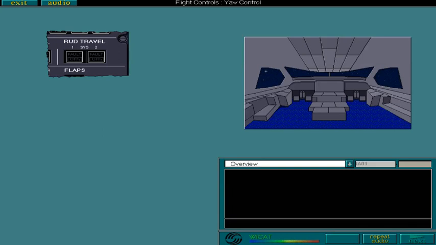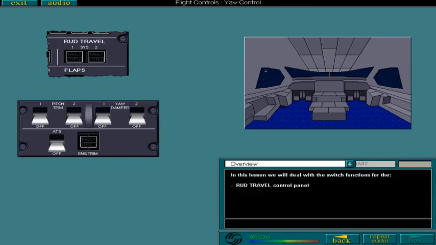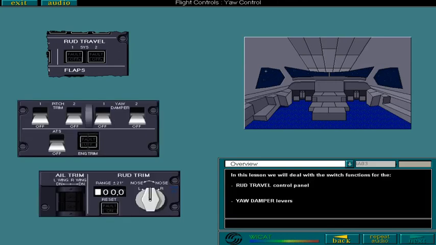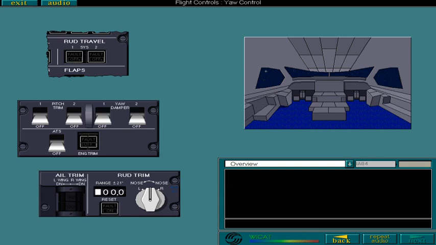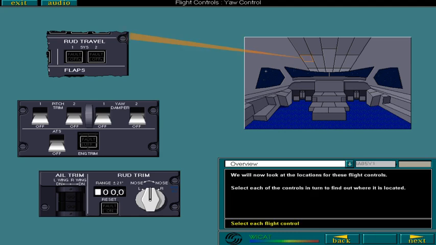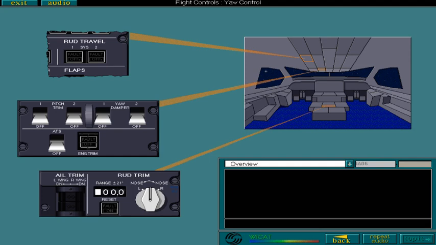In this lesson, we will deal with the switch functions for the rudder travel control panel, yaw damper levers, and the rudder trim panel. We'll now look at the locations for these flight controls. Select each of the controls in turn to find out where it's located. These are the locations of the flight controls for yaw.